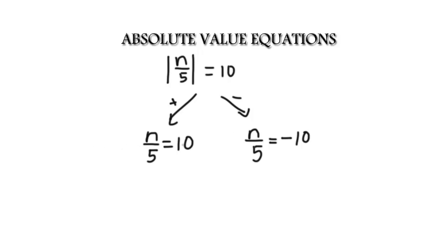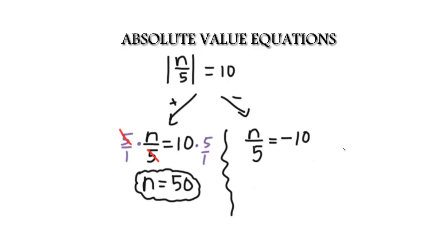Now it's just a one-step equation. We just need to multiply both sides by 5 over 1. You do one thing to one side, you do the exact same thing to the other side. So here we go. This 5 and this 5 cancel, and you just have n equals 50. So let's circle that one here.